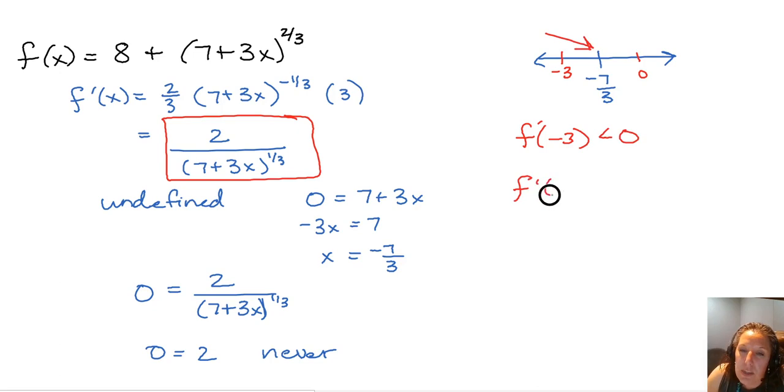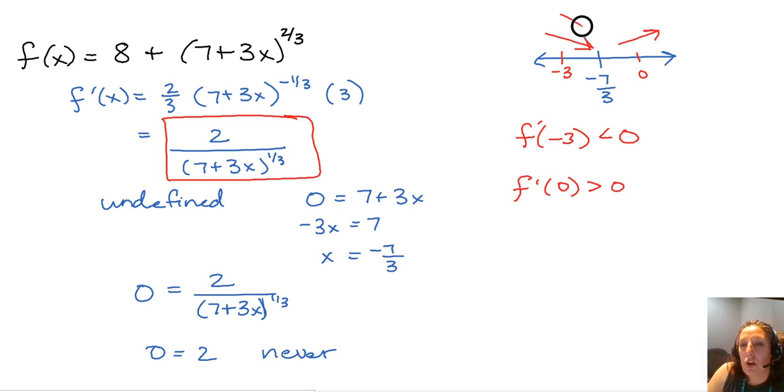Alright, if we do the same thing and plug in a test point that is to the right of negative 7/3, like I said, I like picking 0 anytime I can because stuff seems to simplify. We're going to get 2 over 7 to the 1/3. Well, 7 is a positive number, so the cube root of 7 is a positive number. And so 2 over a positive number is going to be a positive number, and our function is increasing.